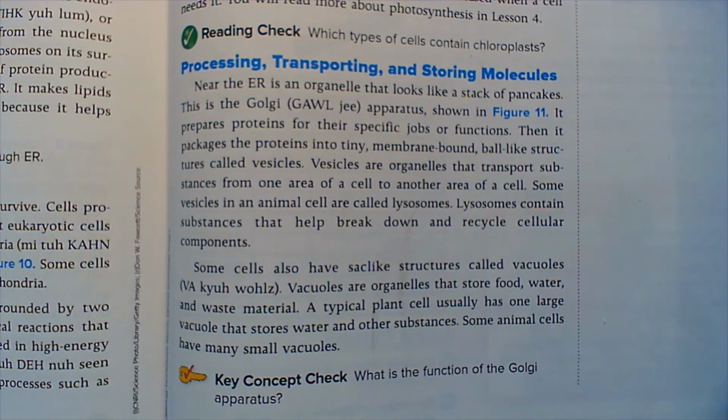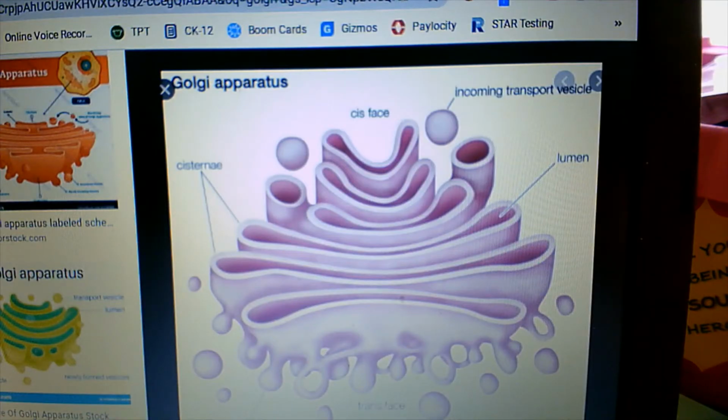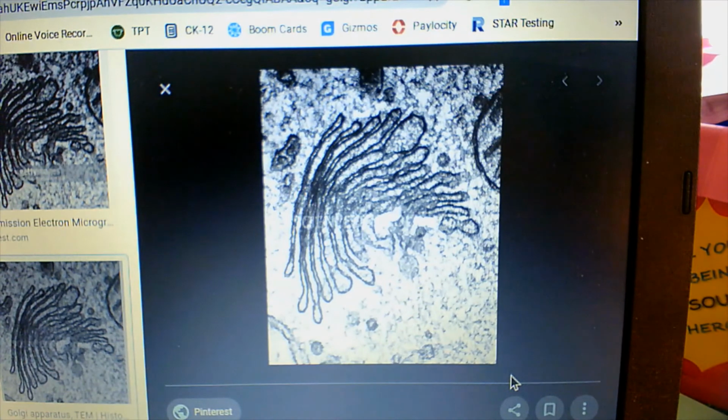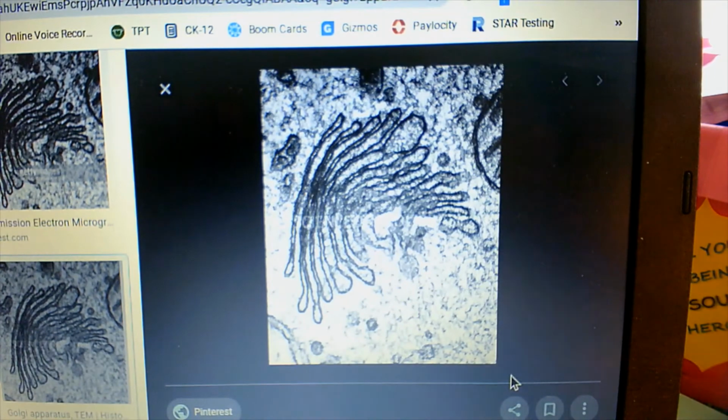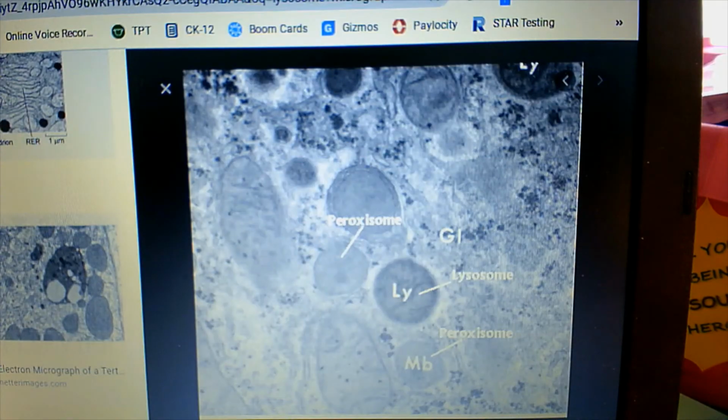I'll show you that. Our key concept check says, what is the function of the Golgi apparatus? It prepares proteins for their specific functions and packages them into vesicles for transport. Okay, here's an artist's interpretation of what the Golgi apparatus looks like. Let's see if we can find a micrograph. All right, here's a micrograph from an electron microscope of the Golgi apparatus. Here's an electron micrograph of some vesicles inside of a cell, so a peroxisome, a lysosome. Those are just some examples of different vesicles.